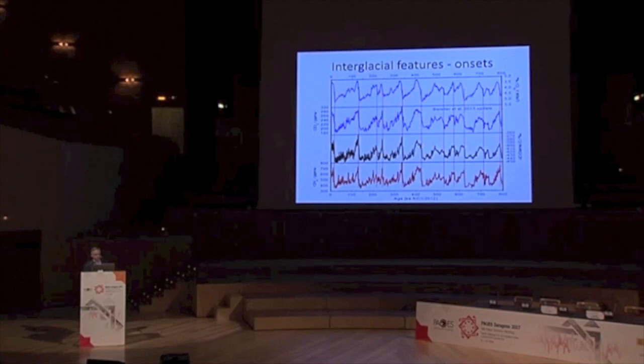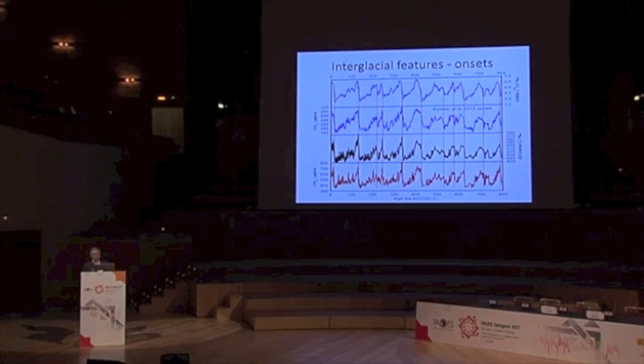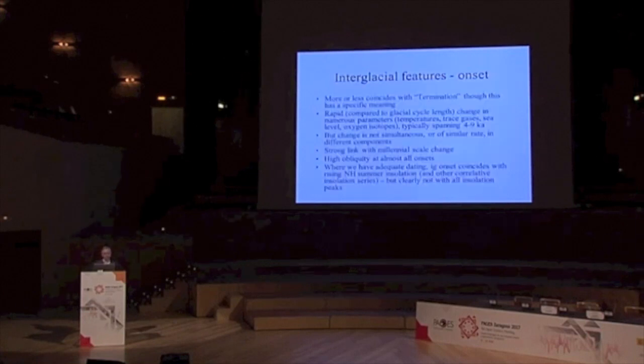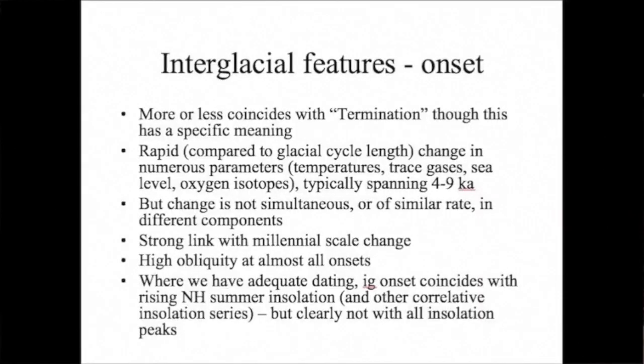Benthic isotopes change, CO2 changes, methane changes, which implies that the wetlands are changing. Temperature in Antarctica changes, temperature everywhere changes, over a period of between 5,000 and 10,000 years. The change isn't simultaneous or of a similar rate in different components. Some things jump, some things go very slowly. Not fast in comparison to the length of a glacial cycle, but slowly compared to a rapid jump.